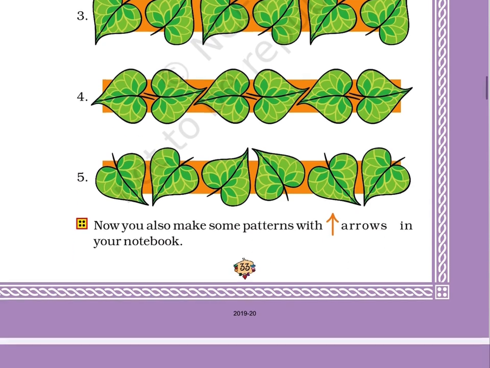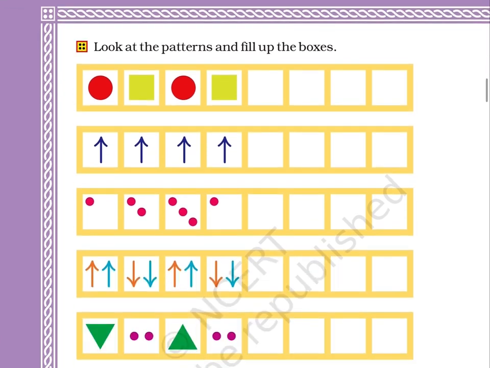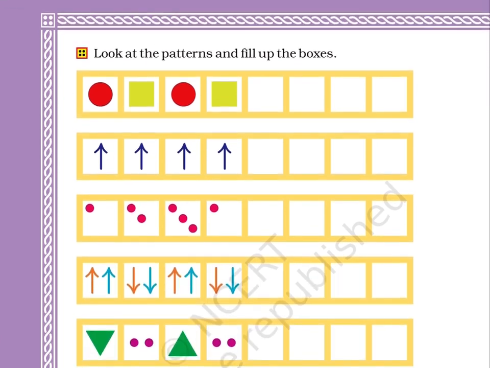Page number 34. Look at the patterns and fill up the boxes. Pattern 1. Box 1, red circle. Box 2, yellow square. Box 3, red circle. And box 4, yellow square. Box 5, 6, 7 and 8 are blank.